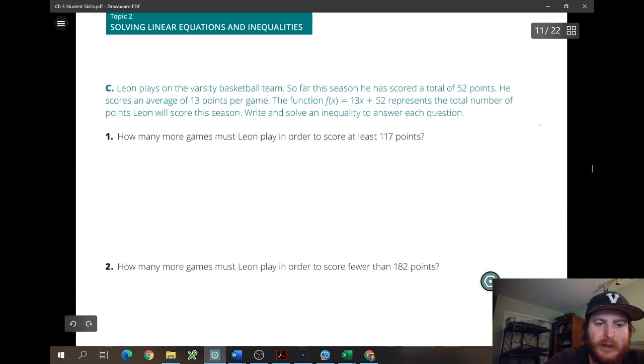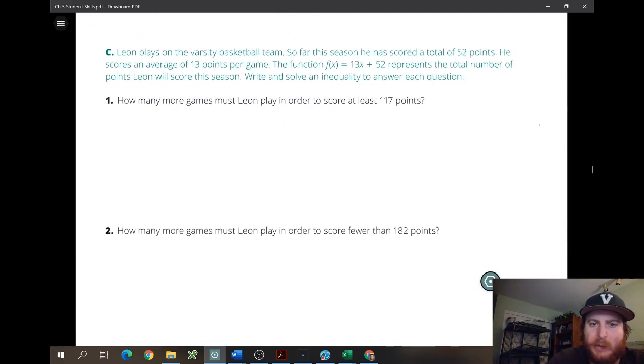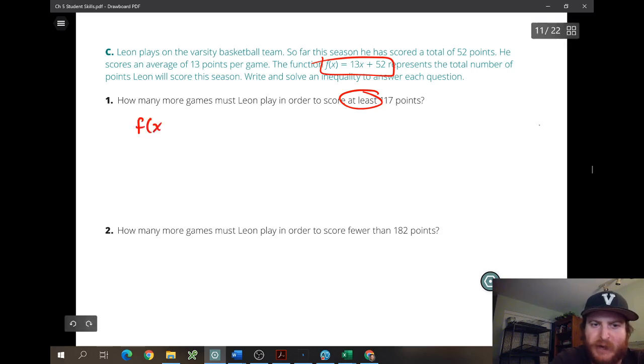Okay, then part C. In part C, now we're jumping over to the equations. The function f of x equals 13x plus 52 is the number of points Leon will score. How many games must Leon play in order to score at least 117 points? Remember, at least was greater than or equal to, so we take f of x, set that greater than or equal to 117, plug in 13x plus 52 for f of x, and subtract 52 from both sides.